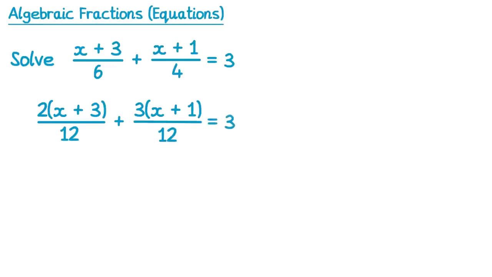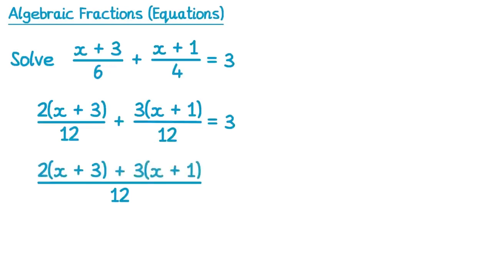Now that we have the common denominator, we can combine these into one big fraction all over 12. So we've got 2 lots of x plus 3. In between them we have a plus sign, and then 3 lots of x plus 1, and the right hand side is still equals 3. Next we need to expand the brackets. So I'm going to write the over 12 and the equals 3, and then we're going to expand the numerator here.